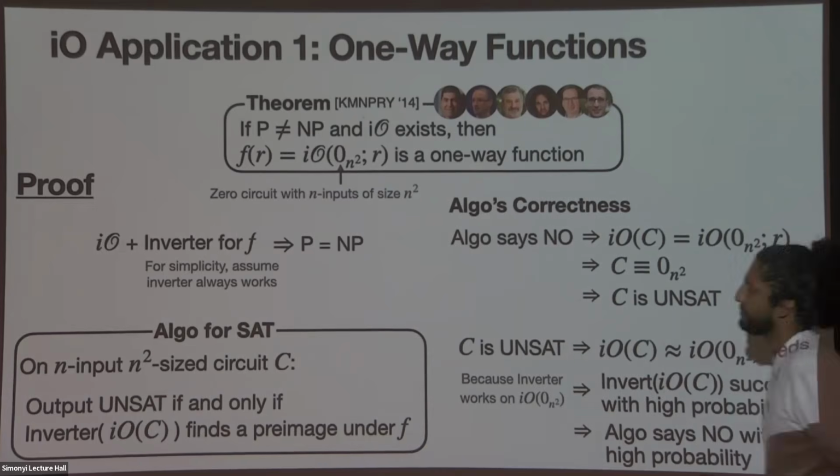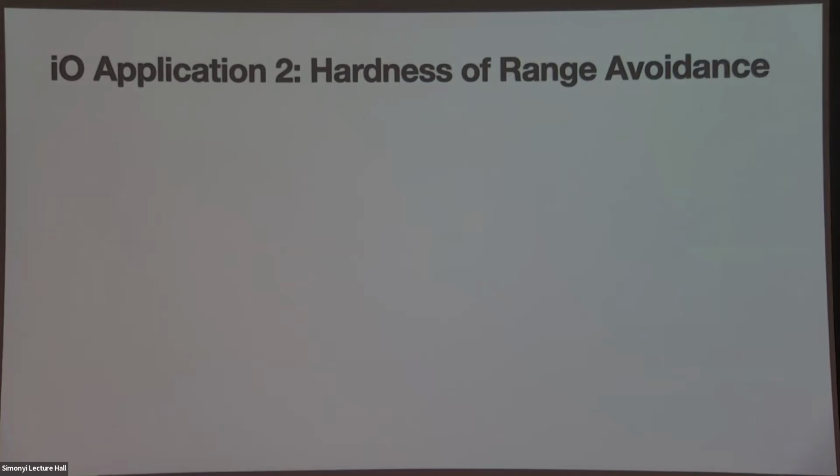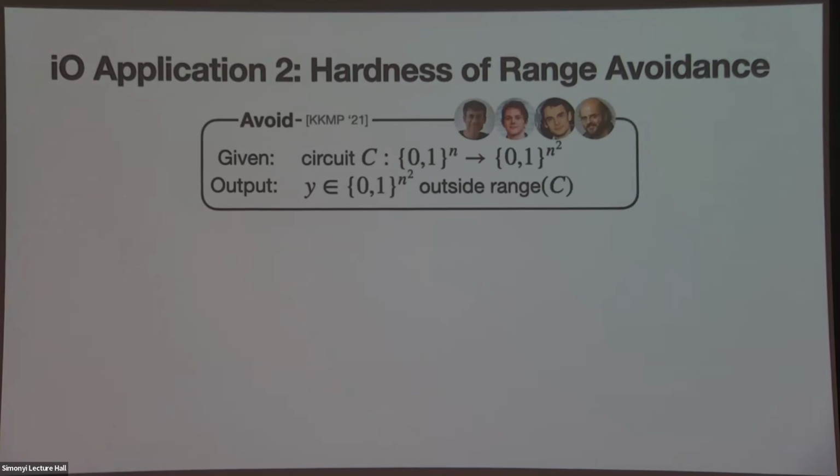Okay, great. All right, so let me tell you about the second application, and then after I tell you about the second application, we'll break, and then we'll go into the wheelbarrow results. Okay, the second application is about hardness of range avoidance.